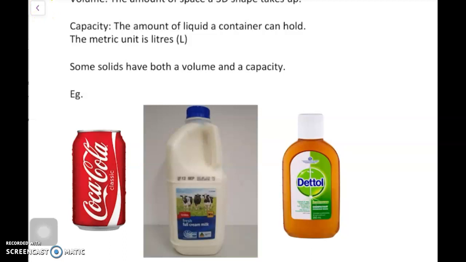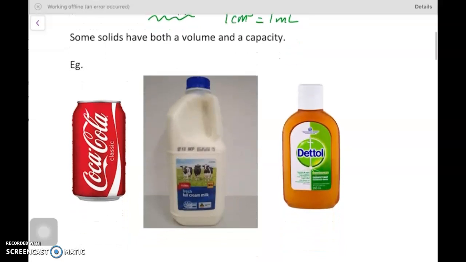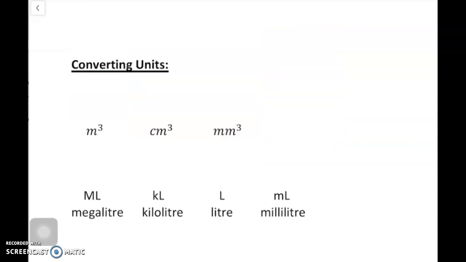The metric unit for capacity is liters. By definition, a container with the volume 1 cubic centimeter will hold 1 milliliter of liquid. A few examples that you will see around you could be a can of Coke or a bottle of milk or even your hand sanitizer. These are all containers that can hold liquid, and at the same time they have a volume because they occupy space.